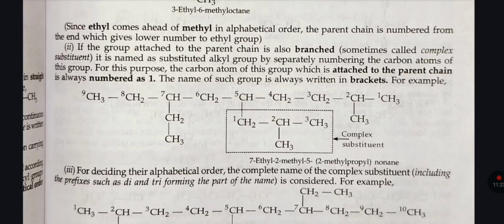Second, if the group attached to the parent chain is also branched, sometimes called a complex substituent, it is named as a substituted alkyl group by separately numbering the carbon atoms of this group. For this purpose, the carbon atom of this group which is attached to the parent chain is always numbered as 1. The name of such a group is always written in brackets. For example, 4-ethyl-2-methyl-5-(2-methylpropyl)nonane.